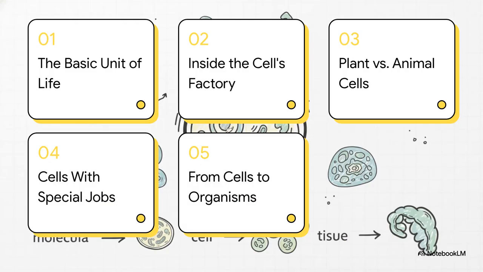So, here's the game plan. We're going to start with the basics. What even is a cell? Then we'll shrink ourselves down and peek inside its incredible bustling machinery. After that, we'll put plant and animal cells side by side to see what makes them different. We'll meet some cellular specialists with really cool jobs. And then finally, we'll zoom all the way back out to see how these tiny little bricks build an entire living thing. You ready? Let's do this.